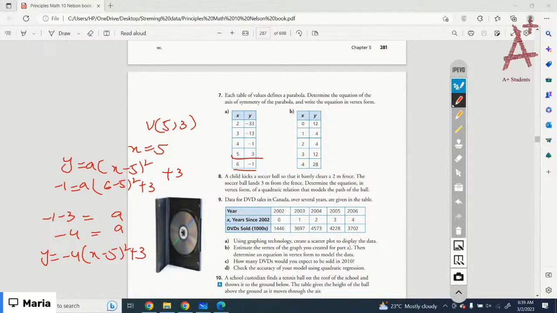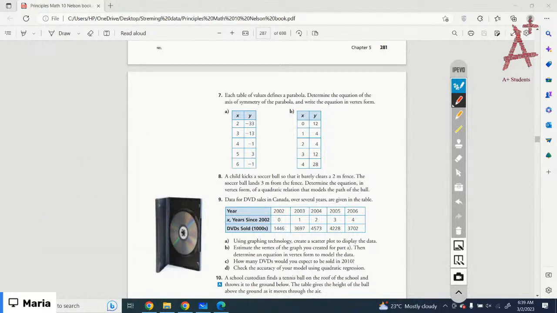Okay, let's just see question number 8. A child kicks a soccer ball that barely clears a 2-meter fence. The soccer ball lands 3 meters from the fence. Determine the equation in vertex form of a quadratic relation that models the path of the ball. Got it?